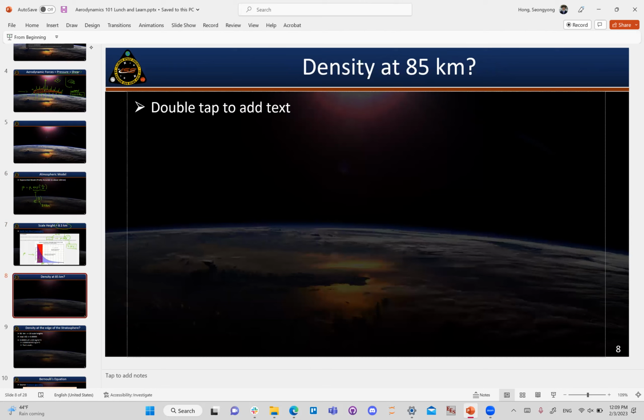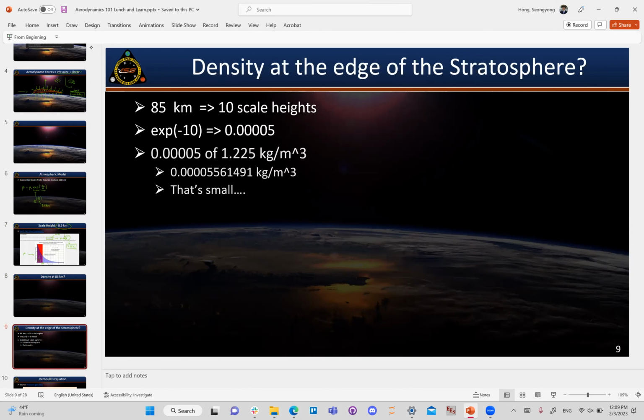Using that fact, think about what the density is going to be at 85 kilometers. That's near the Kármán line, and that's what we're hoping to shoot for. This is actually near the edge of the stratosphere. Using this model, 85 kilometers is 10 scale heights. e raised to the power of -10 is 0.0005. So 0.0005 of the sea level density gives us the density at that edge of the stratosphere. That's really, really small. There's hardly any atmosphere out there.